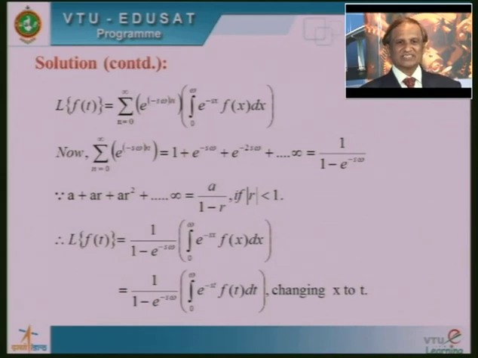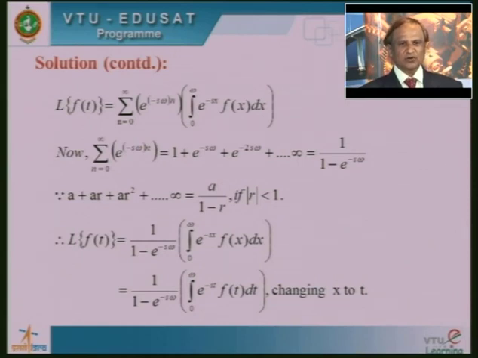So, using the geometric series, the summation of e to the power minus s into omega into n can be written as 1 divided by 1 minus e to the power minus s into omega. I will substitute in the above equation. Is it clear? So, therefore, L of f of t is equal to 1 divided by 1 minus e to the power minus s into omega. Is it clear? Within the bracket, integration of 0 to omega e to the power minus sx f of x dx, I have written as it is. Is it clear?